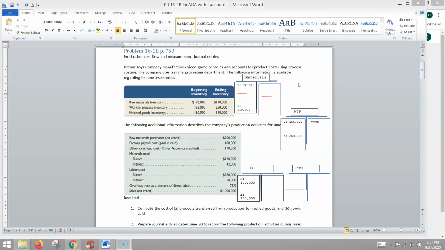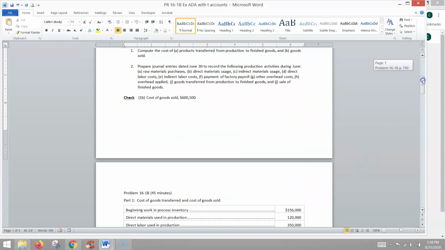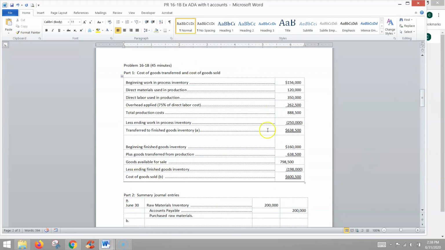So it gives us raw material purchases, factory payroll cost, other overhead costs, materials used, both direct and indirect, labor used, direct and indirect. Overhead rate is going to be calculated as a percent of direct labor, and then it tells us what we're going to sell the product for. So required, compute the cost of products transferred from production to finished goods, and then cost of goods sold. I'm going to utilize the T accounts to walk through, and then also in the solution that's below, it gives it to you in a table format.